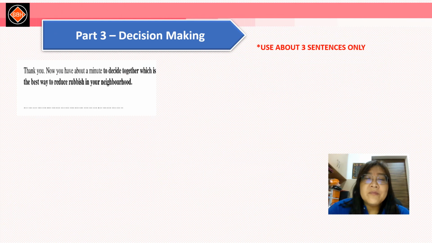The second part of part 3 is the decision making. So remember, here also use about 2 or 3 sentences. The interlocutor will say, thank you. Now you have about a minute to decide together which is the best way to reduce rubbish in your neighborhood. So you must immediately answer.